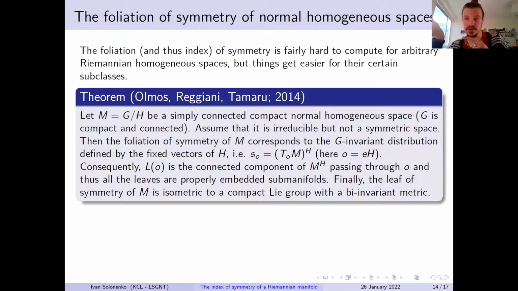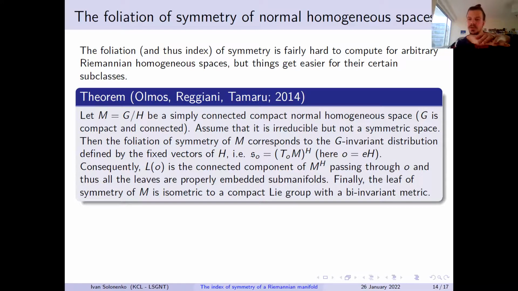This is different from isotropy irreducible. This is a weaker notion. So it just means that it cannot be decomposed as a Riemannian product of two manifolds. Because it's simply connected, it's just equivalent to not being able to decompose it as a product. Then the foliation of symmetry of M corresponds to the G-invariant distribution defined by the fixed vectors of H. In other words, you look at the tangent space to M at o. There is the isotropy representation of your denominator H on this tangent space. And you take the subspace of invariant vectors of the isotropy representation.